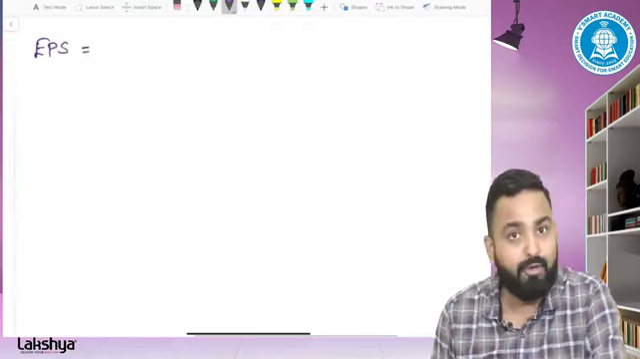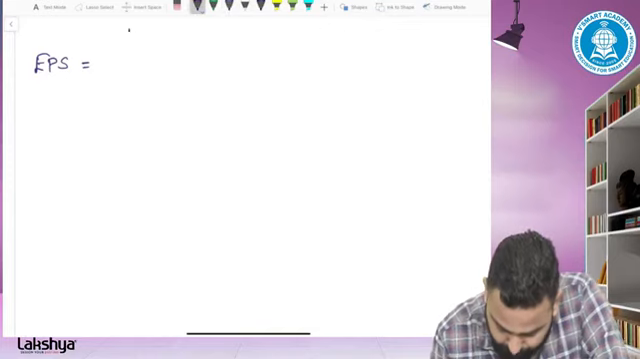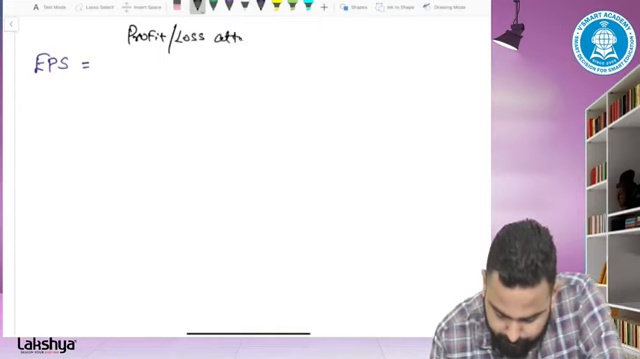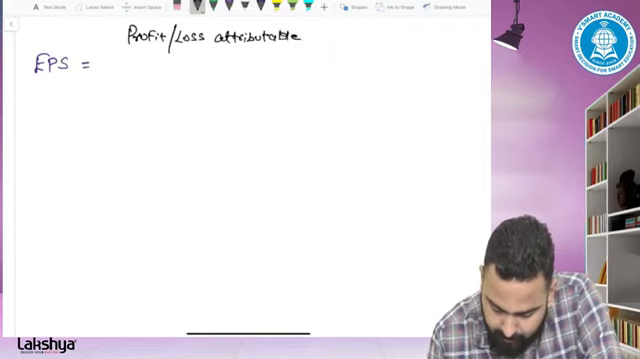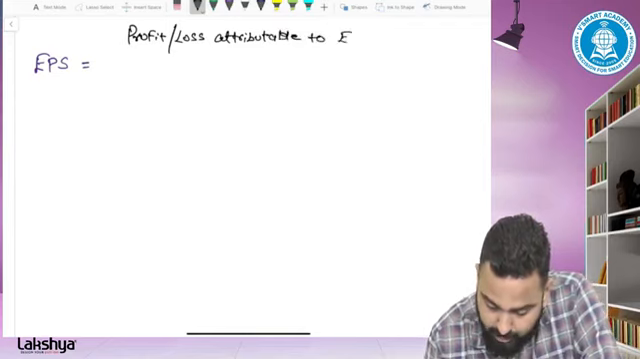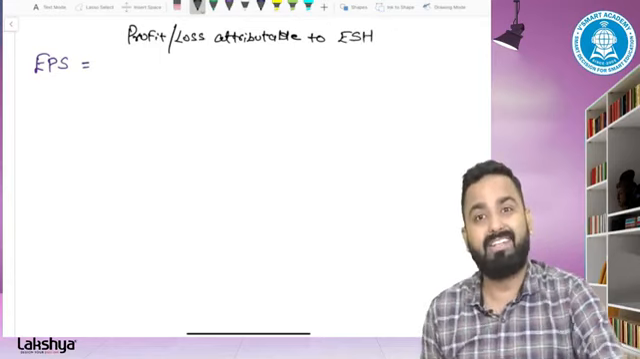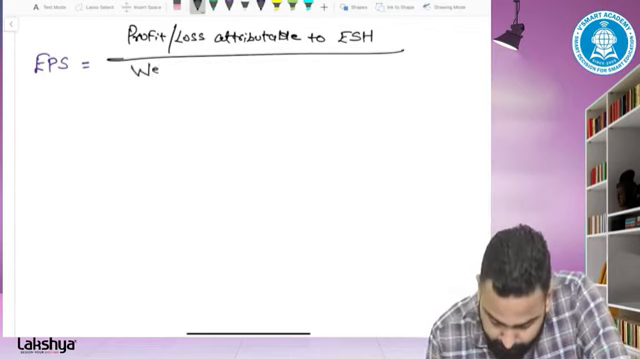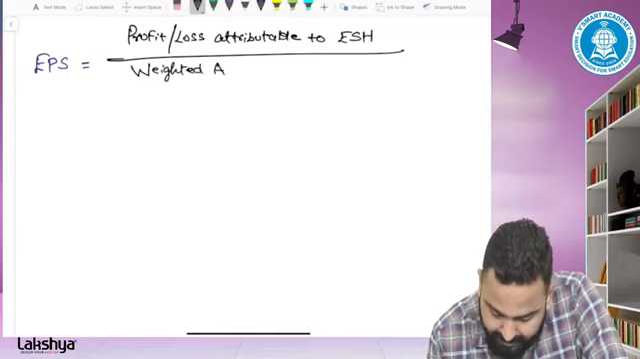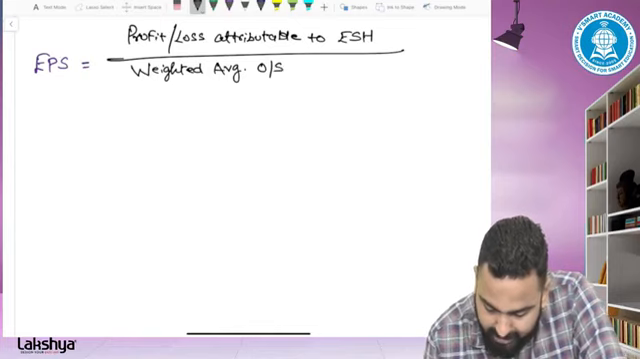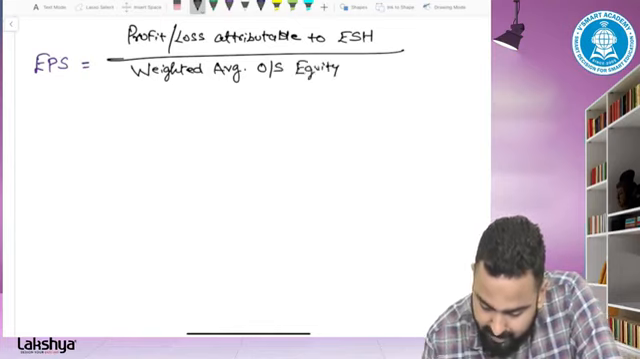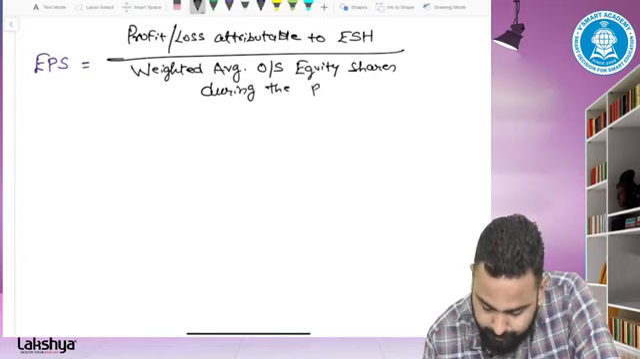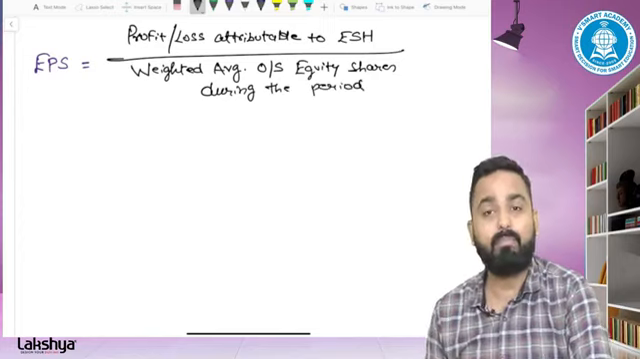So the formula of EPS is profit or loss attributable to equity shareholders, divided by the weighted average number of outstanding equity shares during the period. The period can be annual, the period can be quarterly also.